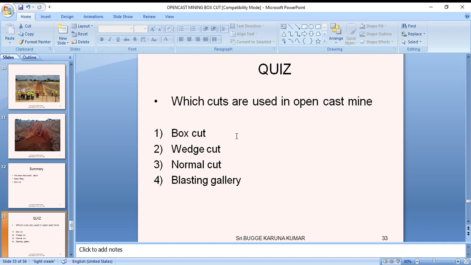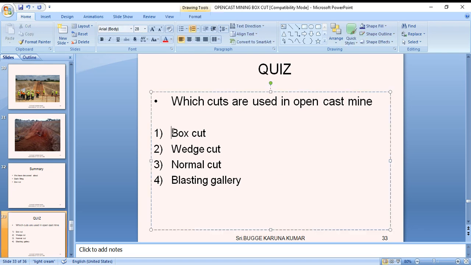Don't think that box cut is a blasting activity. It is different. Box cut is the preparation of the approach road. It has a trapezoidal shape, and that's why it is called a box cut. That should be in your mind. So you should elaborate the definition of the box cut in such a way. So this is one thing.